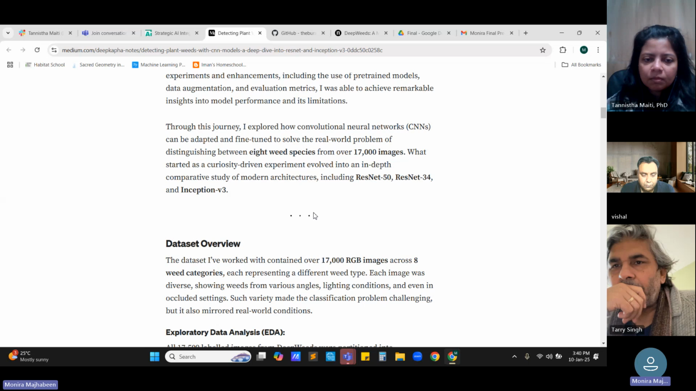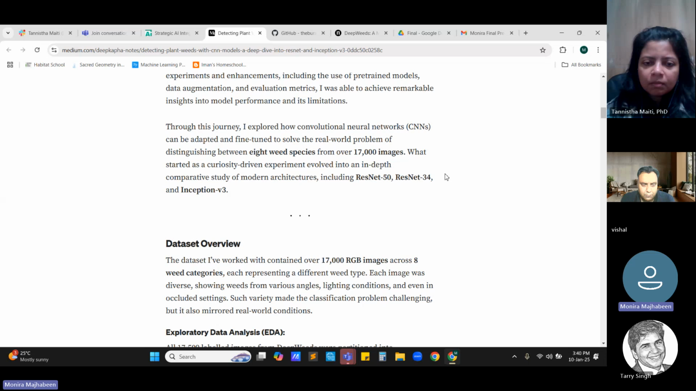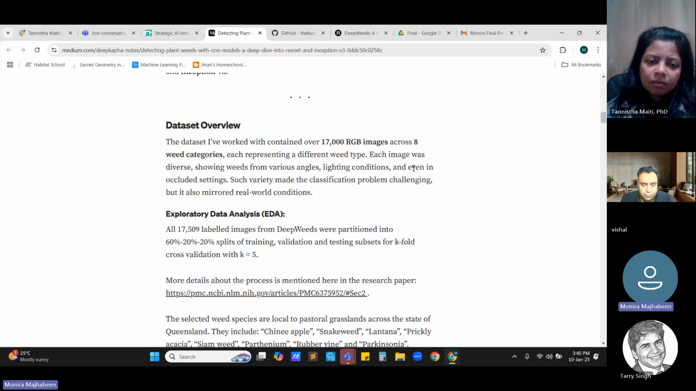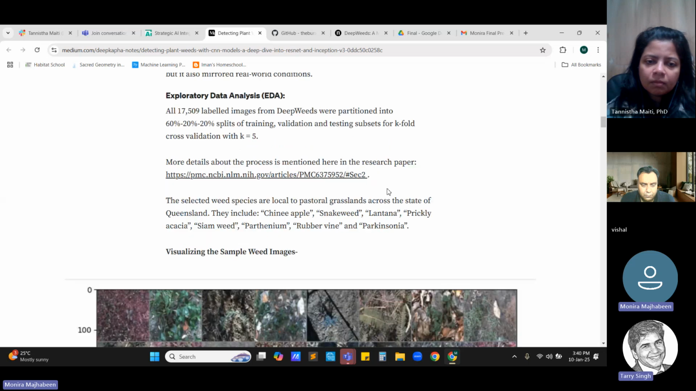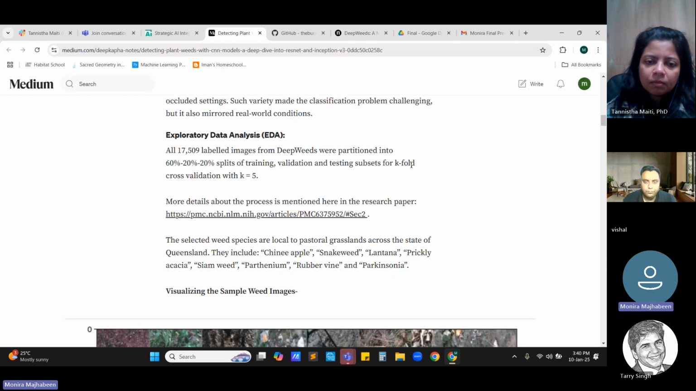The dataset which we worked on was provided by DeepWeed, where we used three CNN architectures, namely ResNet 34, ResNet 50, and Inception V3. We compared the results to see which performs best to classify the weeds. We tested on around 17,000 images. At the beginning, we did some exploratory data analysis of the images which we had, so we could classify which belongs to which class.